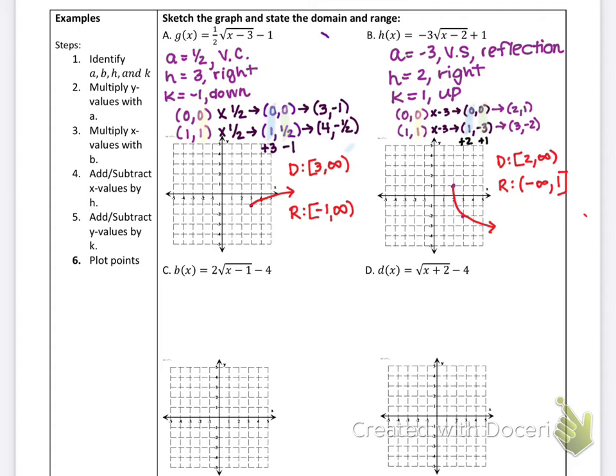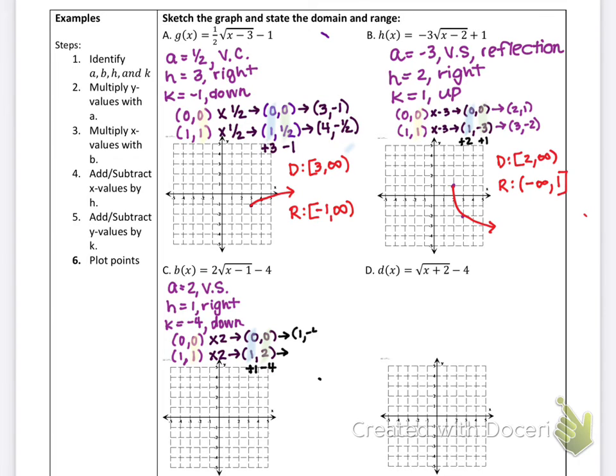Okay, so let's go ahead and identify our a, h, and k for C. So we have 2, which is a vertical stretch for our a. We have h is 1, which is moving to the right one, and our k is -4, so it means we move down. We start with our reference points of (0, 0) and (1, 1). If we multiply our y values by 2, the (0, 0) won't change, but then I have (1, 2). Okay, and then we're going to apply the h and the k to the x and the y. So add 1 to the x's, -4 to the y's, and we get (1, -4) and (2, -2).